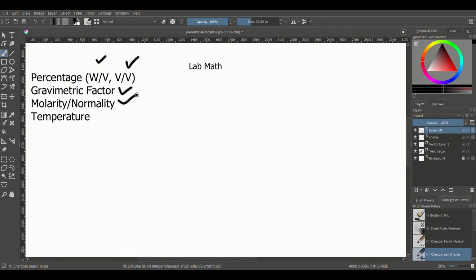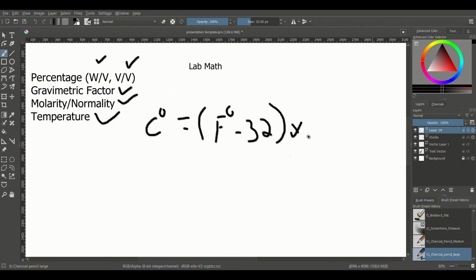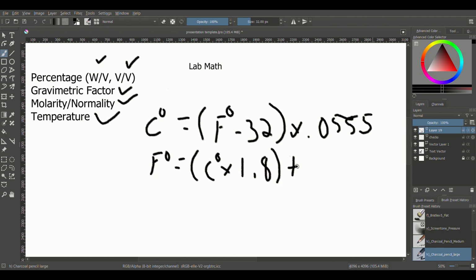Next thing that we're going to look at is temperature calculations. These are fairly simple. It's mostly just memorization of a couple of formulas. If you have Fahrenheit and you're trying to find Celsius, then you're going to use this equation. There are a couple of permutations out there, but this one I find is a little bit easier to remember. It's your degrees in Fahrenheit minus 32, in parentheses, so you do that first, and then you multiply that by 0.0555. Now, if you have Celsius and you're looking for Fahrenheit, then you would do this one, which is your degrees in Celsius times 1.8 plus 32.